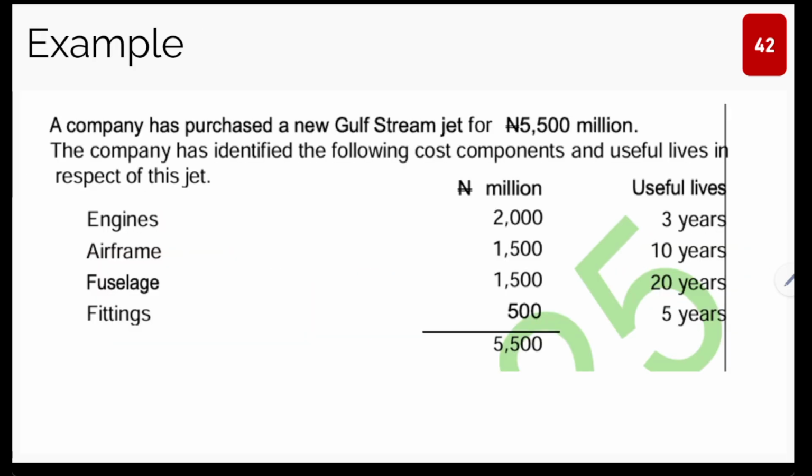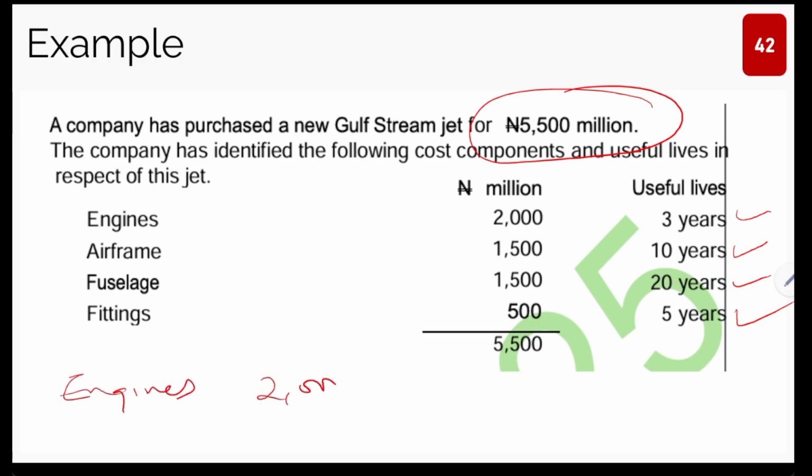If you take this example, the entire asset is 5.5 million and it's a Gulfstream jet. However, the component parts say the engine will last for 3 years, airframe for 10 years, fuselage for 20 years, and fittings for 5 years. So you have to depreciate them one by one. For the engine, it will be 2,000 divided by 3, which means it will be 66.67.